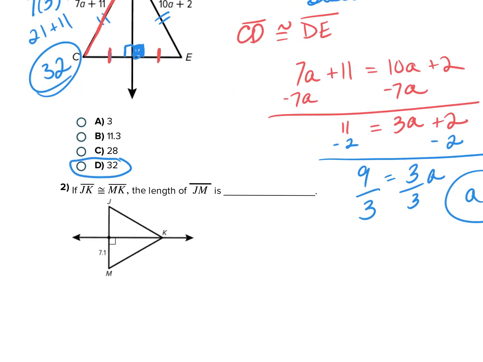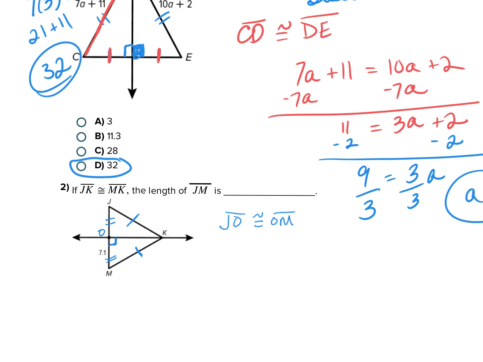Here, same situation. Okay, it tells us that JK is congruent to MK. All right, so if those two are congruent, and we have my right angle here, same situation, I have a perpendicular bisector, which means, sorry, I misread that. I was looking for a letter here. Let me call it O. Okay, so that means JO is congruent to OM.